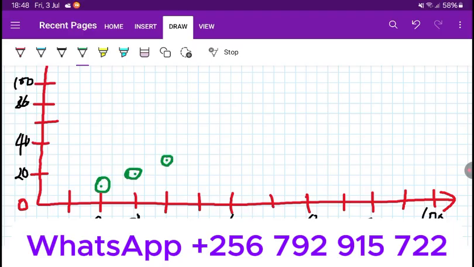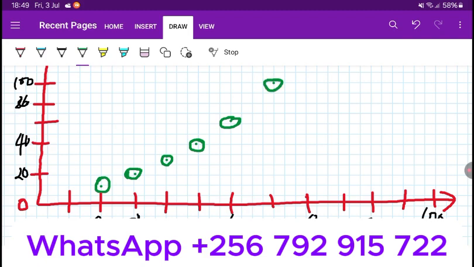Then 50 and 40, let me assume it's around there. Then 60 and 68, let me take it to be around there. Then we have the 70 to 90. Let's assume it's around there.